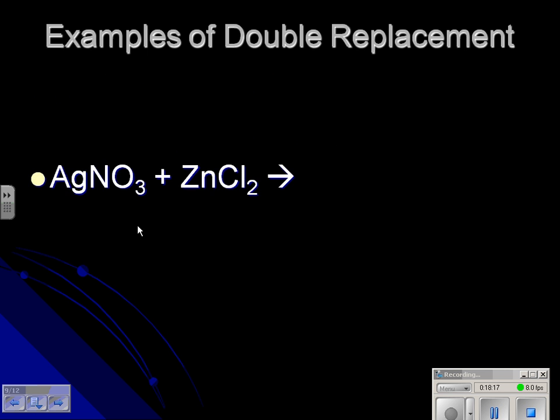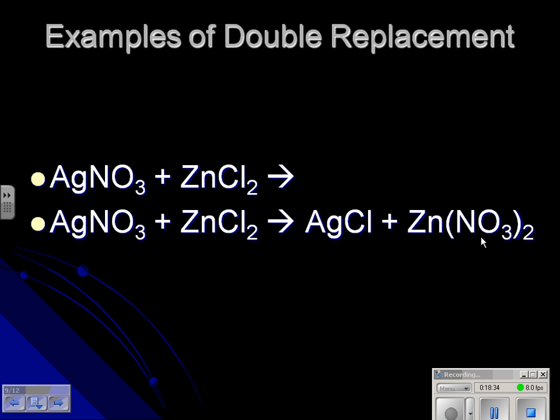Another example, AgNO3 and ZnCl2. So zinc is going to go with nitrate. Silver is going to go with chlorine. So again, we have to look at charges. You've memorized that zinc has a +2 and nitrate has a -1. So when that forms a compound, it makes Zn(NO3)2.